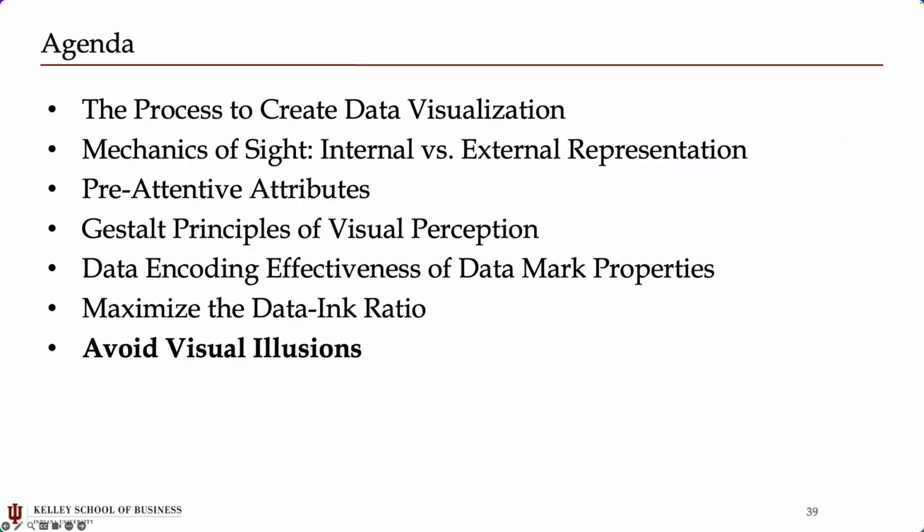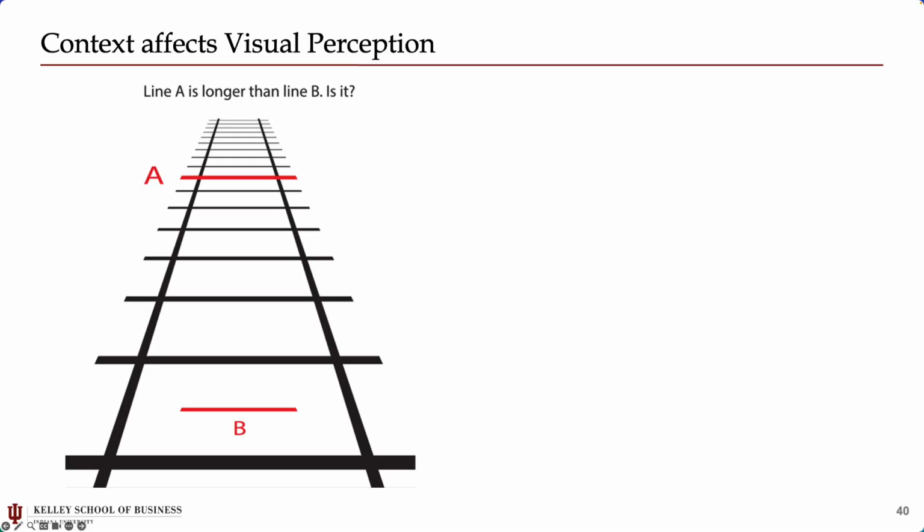So finally, let's talk about visual illusion. Human perception is so powerful, but there are limitations. The physical and cognitive process to form the internal representation of external objects sometimes can go wrong and give us visual illusions. There are over 200 known visual illusions that can distort reality and need to be managed in visual design. So this slide shows how context can affect visual perception.